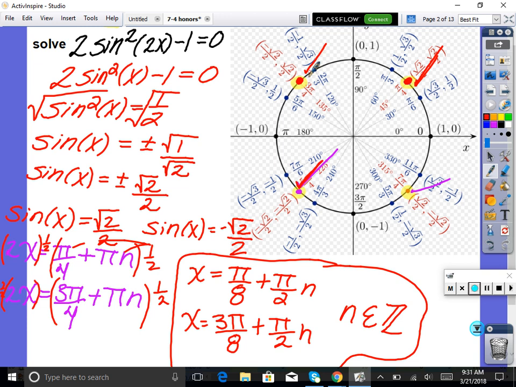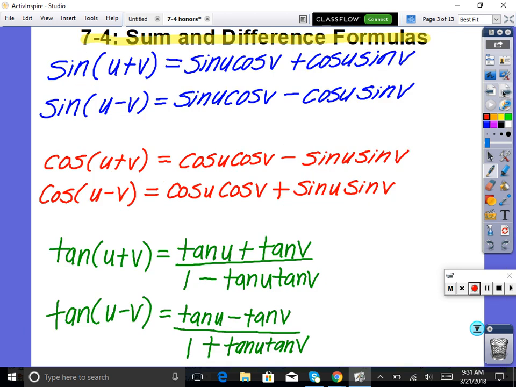And then same here, starting here, add pi will put me there. Add pi will put me back there. So we only have to do the first two and add pi. Now that only happens if you're in all four quadrants. So that's a good note. If you're in all four quadrants, we're only going to list the first two plus or minus only pi. Okay, awesome questions.